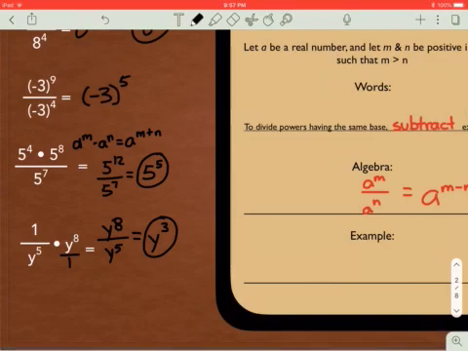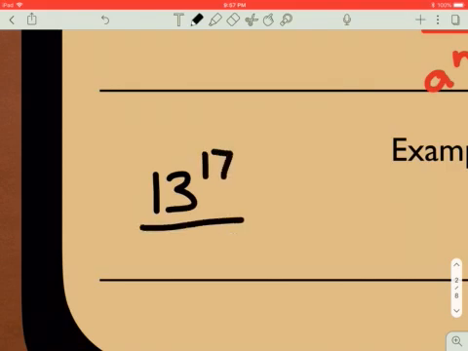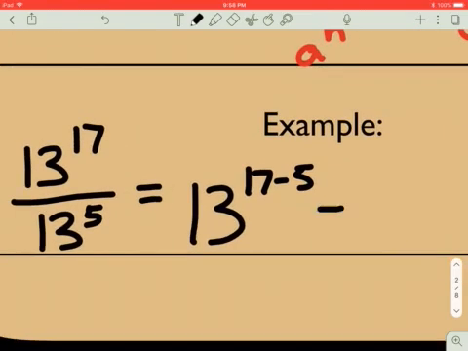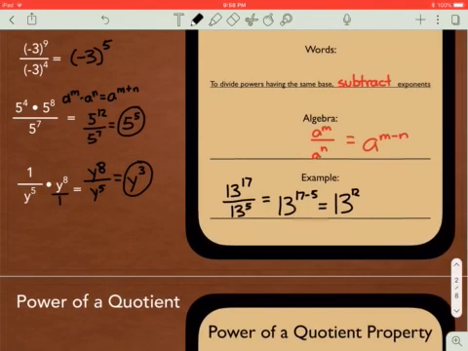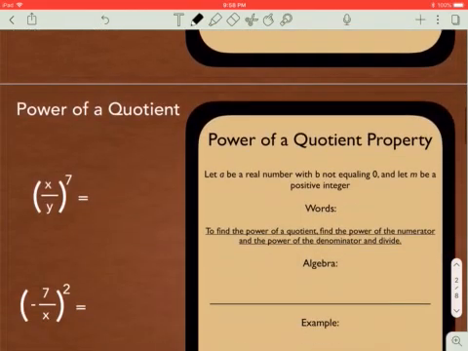So an example would be something like, I don't know, we can say 13 to the 17th power over 13 to the 5th power would be the same as 13 to the 17 minus 5, which would give us our final answer of 13 to the 12th power. So that's how you solve that problem right there. So that is the quotient rule.